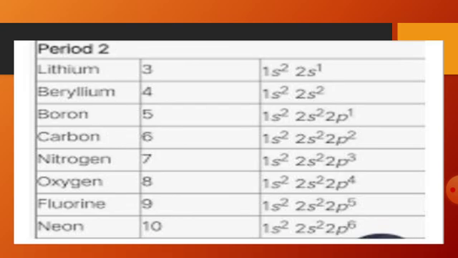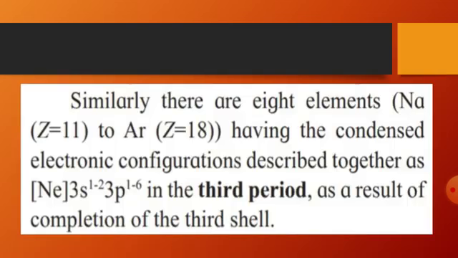See here, 2s2, 2p6, 2 plus 6, here 8. So it completed its octet configuration. Let's move further towards the third period. Similarly, there are 8 elements, sodium to argon. Similarly means here in the second period, how many elements are there? 8. Here also in the third period, 8 elements are present, starting from sodium to argon.